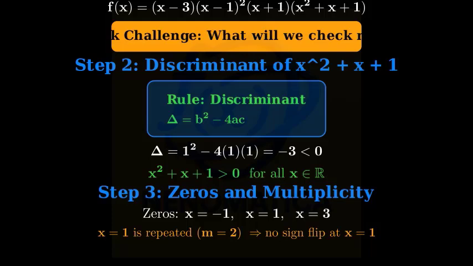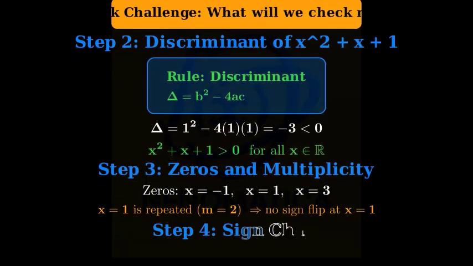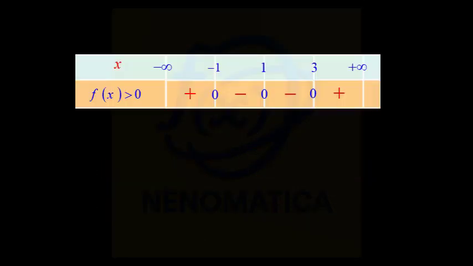Step 4. Draw a sign chart. We mark the critical points negative 1, 1, and 3 on a number line. From left to right, the signs are positive on negative infinity to negative 1, negative from negative 1 to 3, and positive again from 3 to infinity. Because x equals 1 is a repeated root, there is no sign flip there. Let's annotate no sign flip at x equals 1.